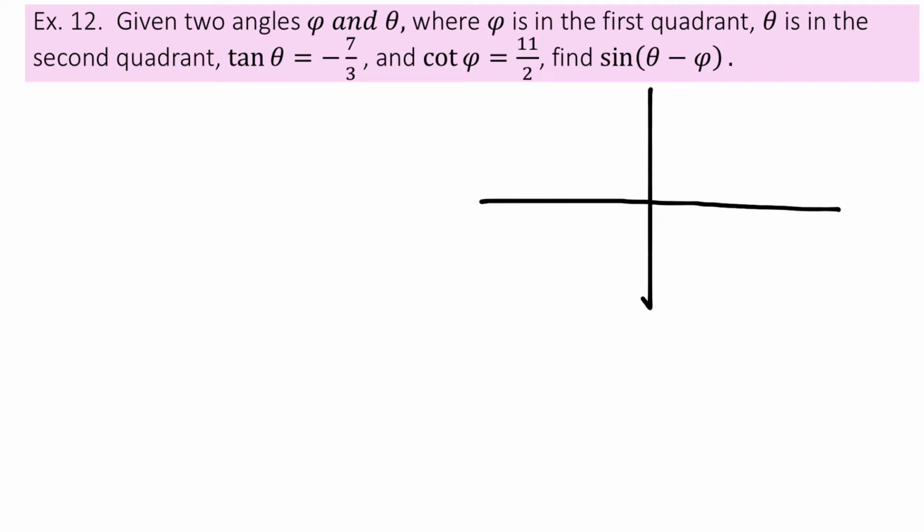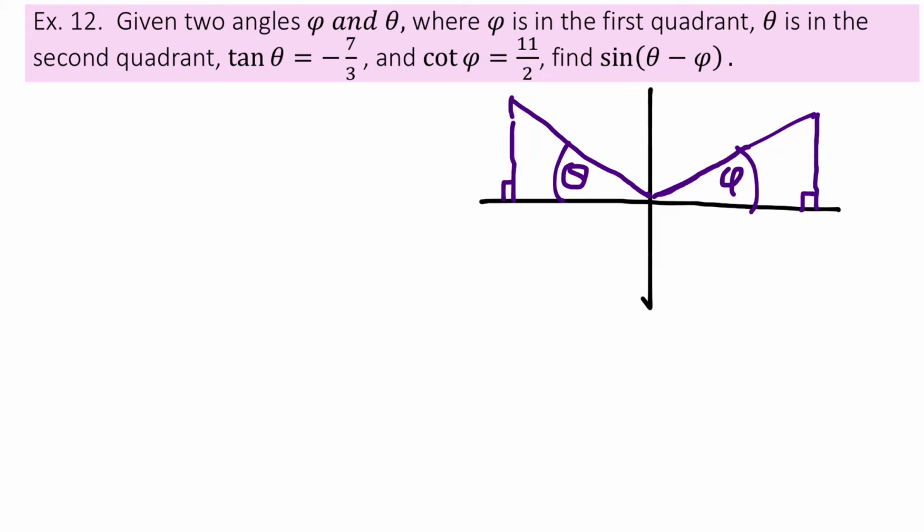So we've got two angles. Phi is in the first quadrant, so this will be phi over here. And then theta is in the second quadrant. So here's the second quadrant. Theta is right there. Now I'm going to drop a perpendicular for both of these angles, phi and theta. And I'm going to put my numbers on them.